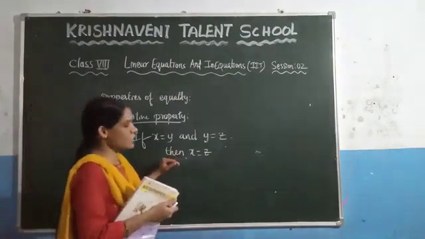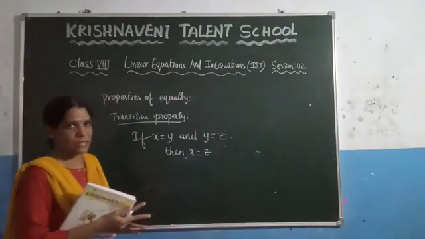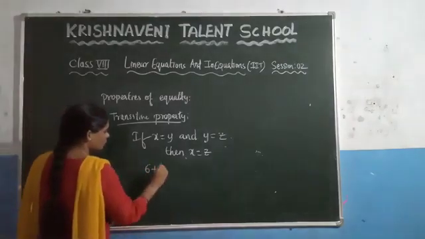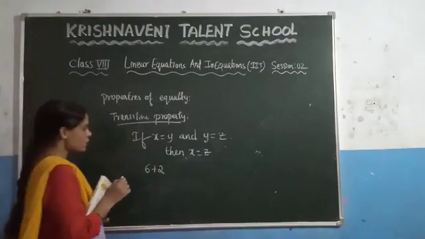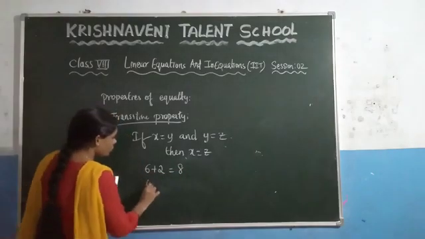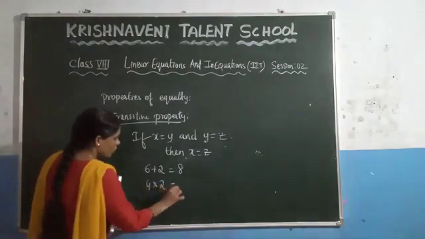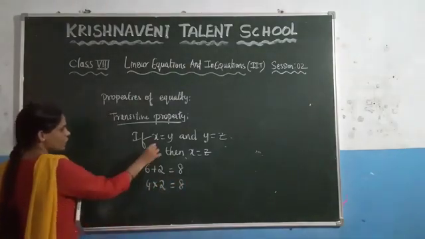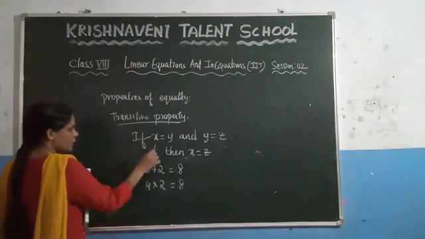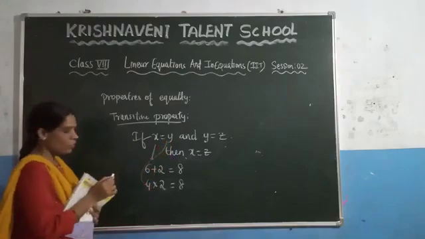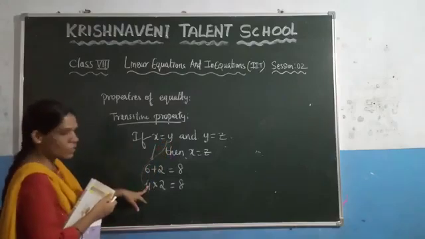Let us understand this with the help of an example. Consider 6 plus 2, and you know that 6 plus 2 is 8, right? Consider 4 into 2, which is also 8. So here let us consider the first value as x and the second value as y. And you know that x is equal to y.